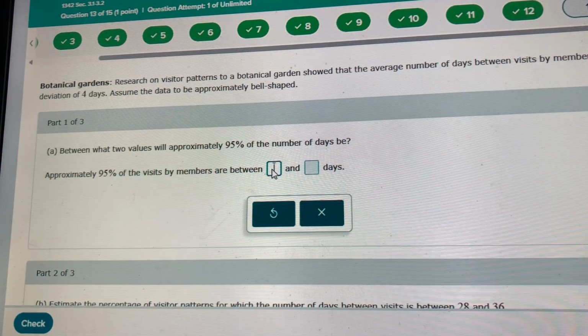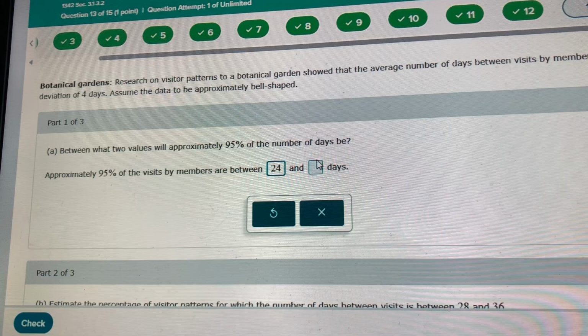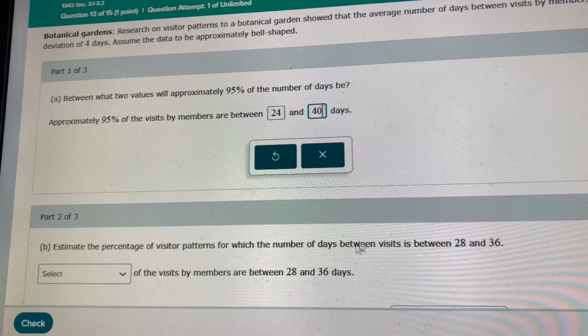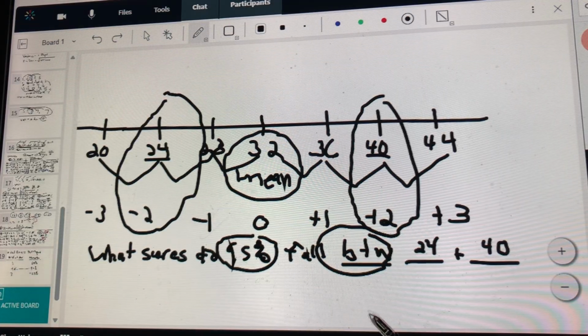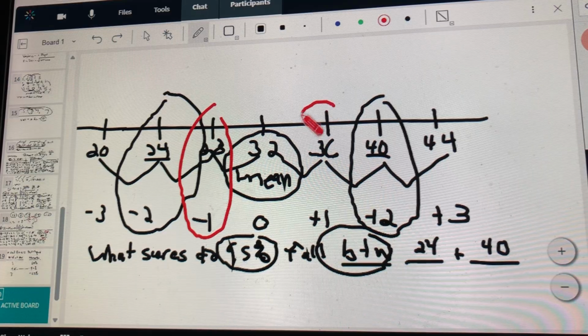Between 24 and 40 days, 95% of whatever this is about will happen. Or it can be backwards. Now it says between 28 and 36, what percentage happens between 28 and 36? Well, find those two numbers on your number line. 28 and 36 should be on my number line. 28 is the -1 spot, and 36 is the +1.